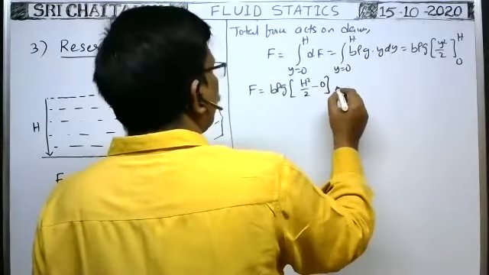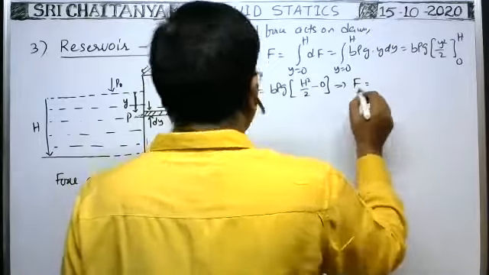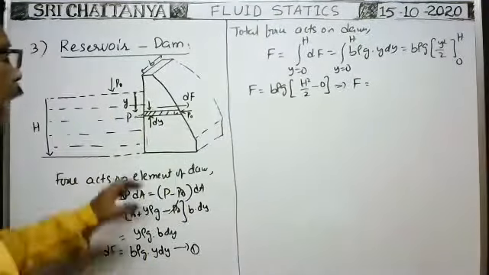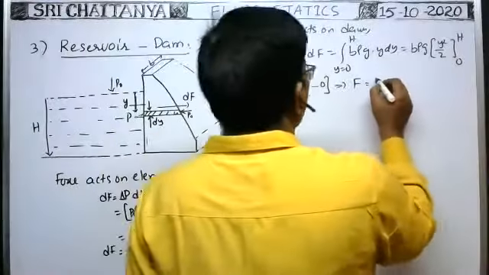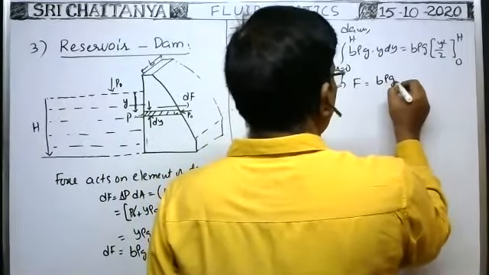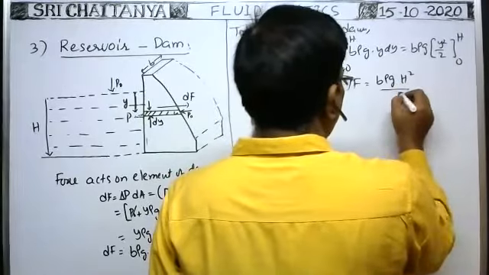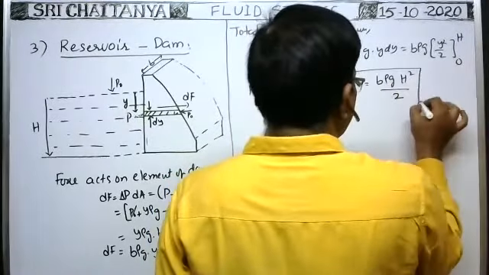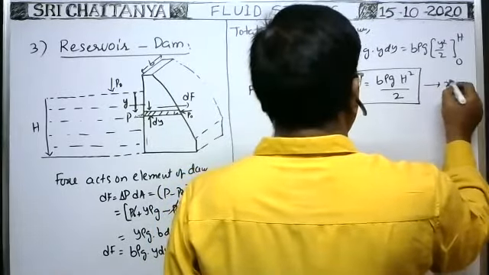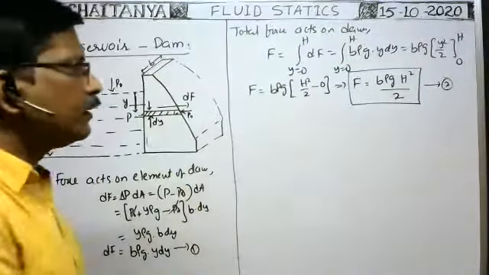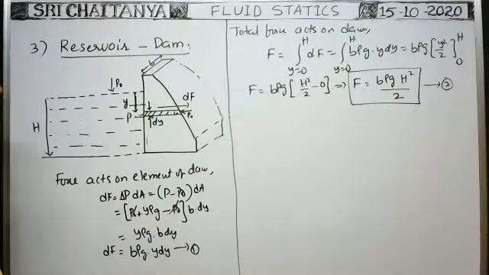Therefore that implies the total force or net force acts on the dam due to pressure difference across the dam is equal to B rho g into H square by 2. It is the total force acts on the dam. That is equation 2. B rho g H square by 2. Okay.